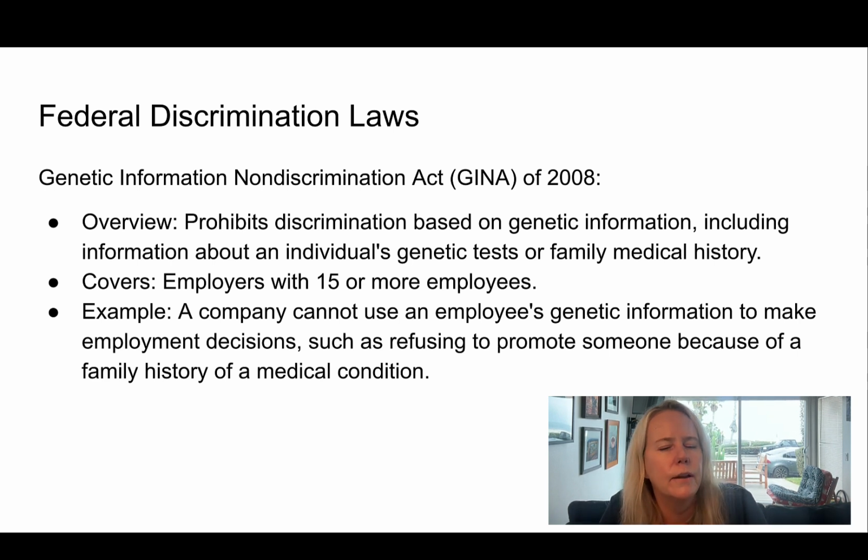The Genetic Information Non-Discrimination Act of 2008 prohibits discrimination based on genetic information, including individuals' genetic tests or family medical history. So basically, your company can't use any genetic information to make employment decisions, such as refusing to promote somebody because of a family history of a medical condition. Folks with medical conditions tend to cost more in terms of insurance to the company if it's employer-paid benefits. And so this piece of legislation protects folks from that type of discrimination.